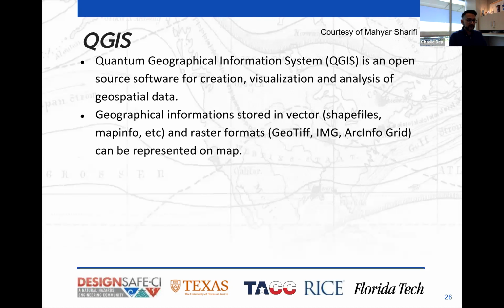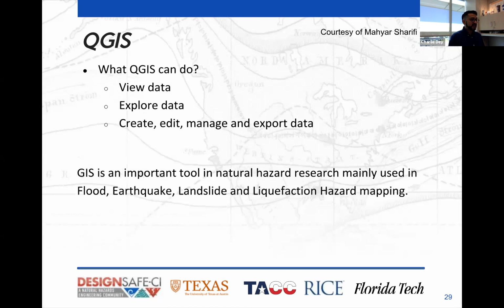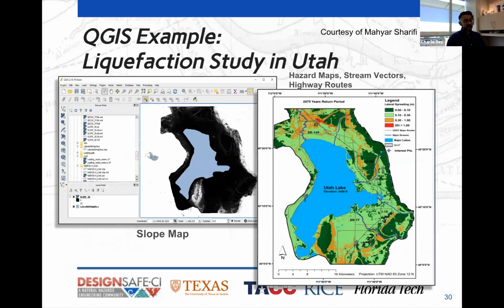It's open source software that allows you to create, visualize, and analyze geospatial data, all right? What's really neat is you can view your data, you can explore it, you can manage and export it to different tools. We use it here on DesignSafe. It's mostly used for flooding, earthquake, landslide, and liquefaction hazard mapping. What's really kind of neat is you can then take an area, you can draw the map around it, you can do elevation studies on it.